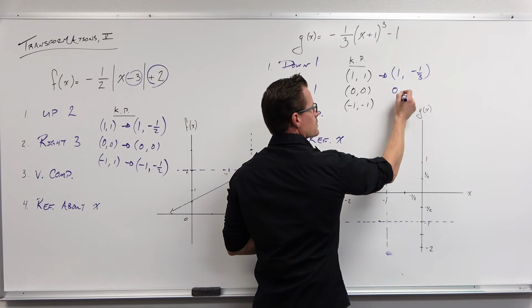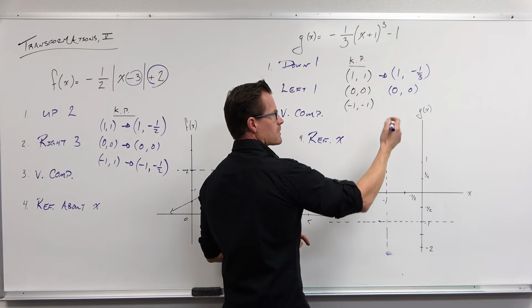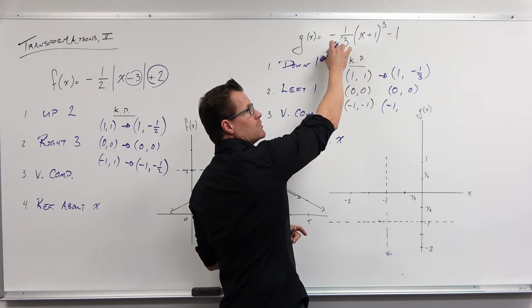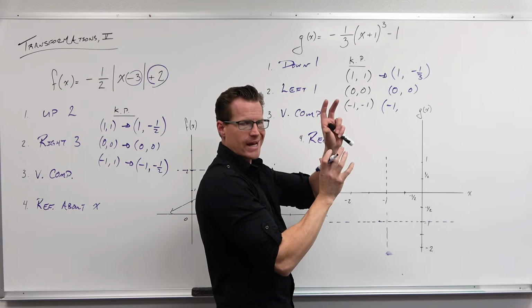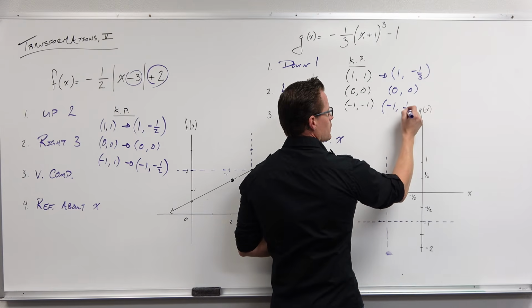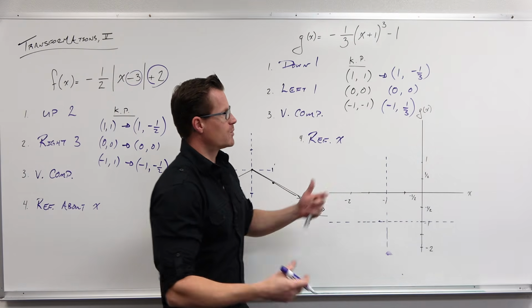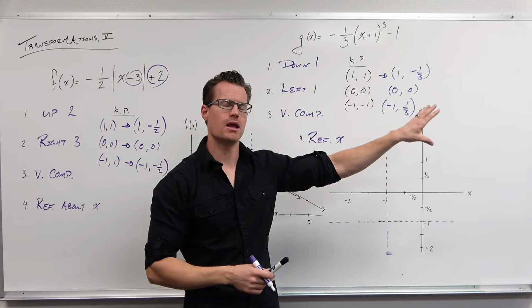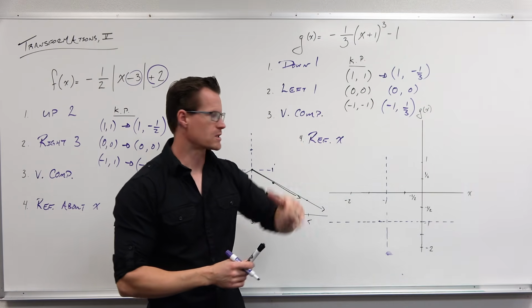0 doesn't change at all. 0 times anything is 0. -1 doesn't change, but -1 times your new multiplying your output idea gives you positive 1/3. Look what your outputs are doing. It shrunk it and changed a sign. In absolute value, shrunk it and then changed a sign.